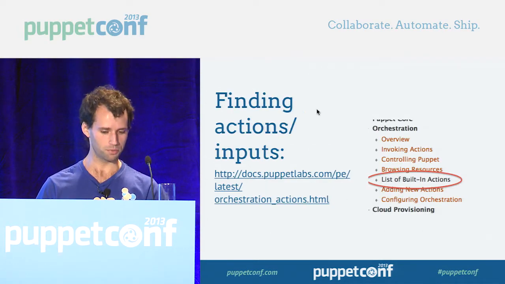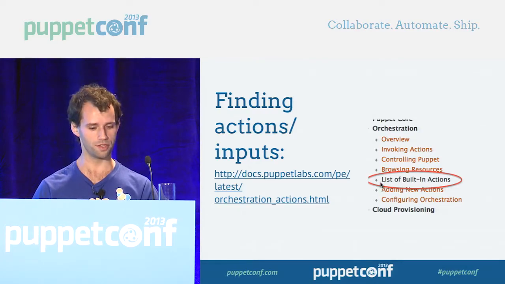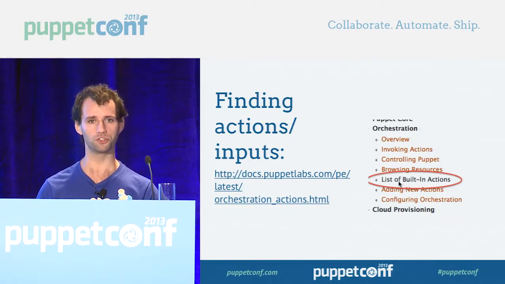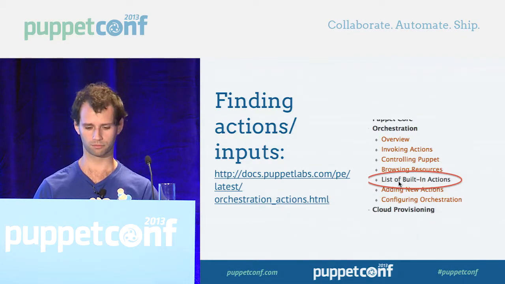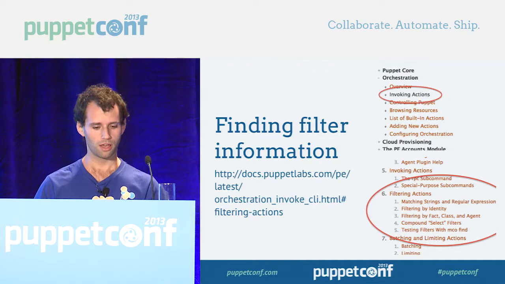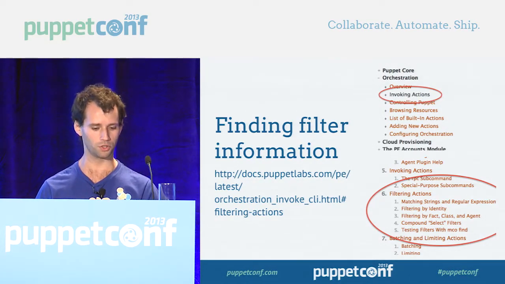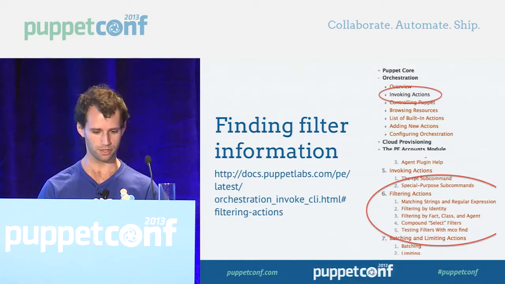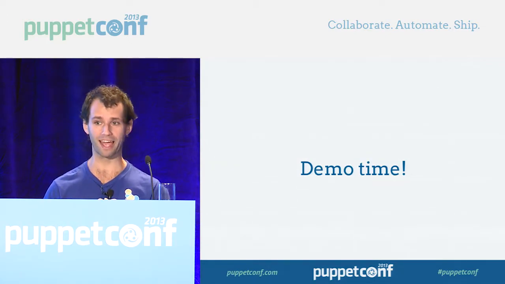We mentioned actions and inputs. We have a list of those in the Puppet Enterprise documentation, the list of built-in actions. There's also help on the invoking actions page where we talk about how to get interactive help on the command line, especially for actions and plugins that you developed and shipped around to your nodes yourself. We mentioned filters. For finding filter information, you definitely look on the invoking actions page, and you look in the filtering actions section. It's pretty in-depth. And without further ado, let's actually just run some actions live.